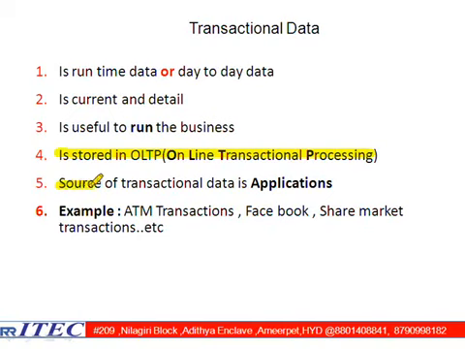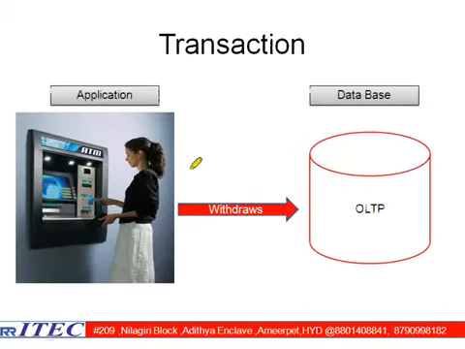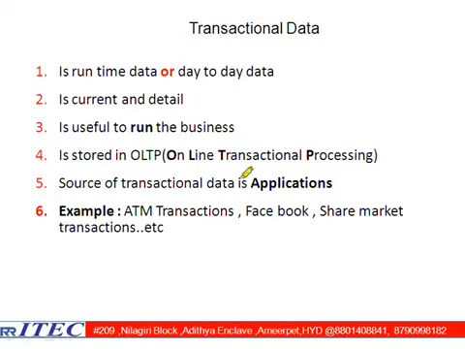Now, the source of this transactional data is applications. Correct or not, sir? We are getting transactional data because of these applications only. Applications are generating this transactional data. Some examples for the applications are ATM transactions, share market transactions, or Facebook transactions. These all are examples of applications. Correct or not? In Facebook, you go and upload your profile.